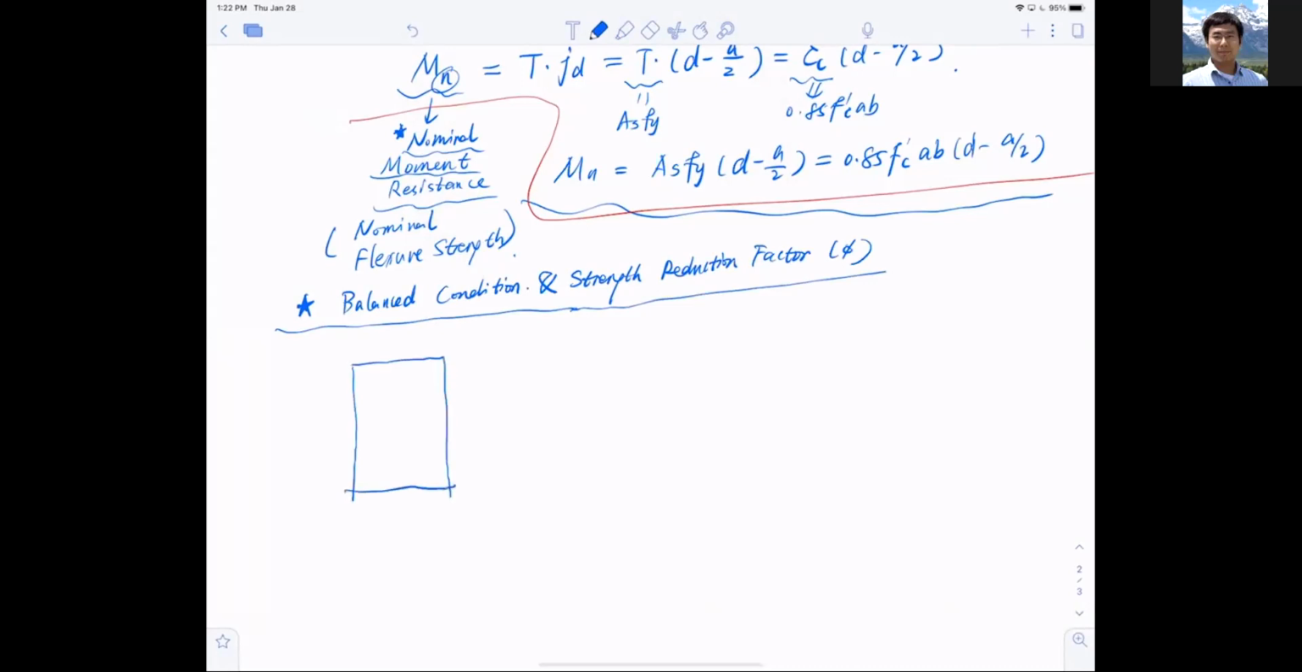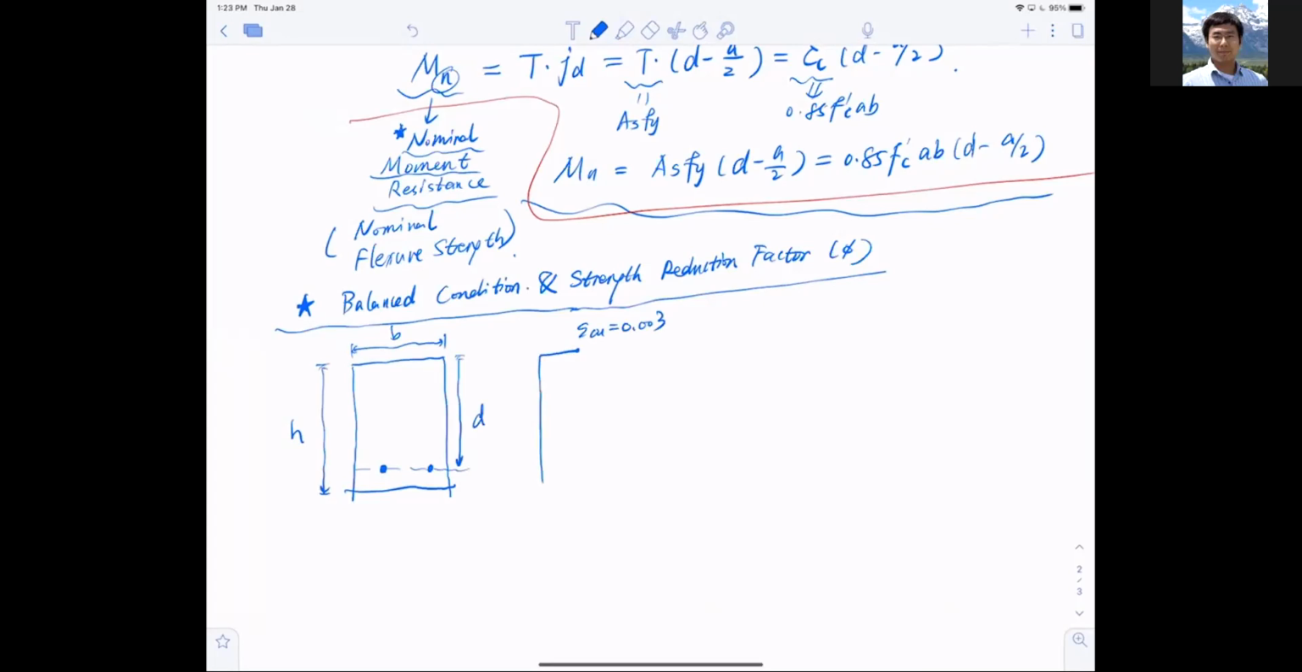So I have 2 bars at the bottom here, and I have a width B, height H, and depth D. And I do my strain diagram just like I did before. I know that concrete always fails at epsilon Cu, which is again 0.003. You should have this number drilled in your head by now. If not, start drilling it right now.